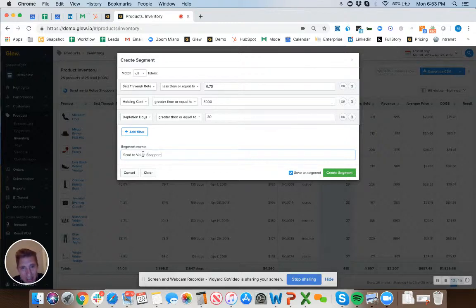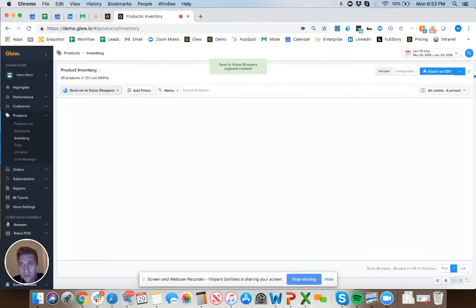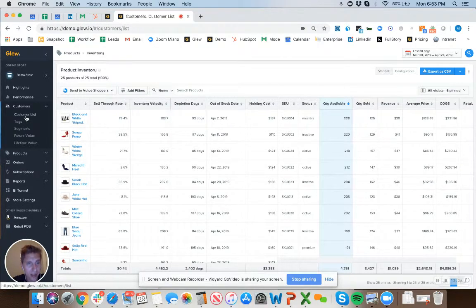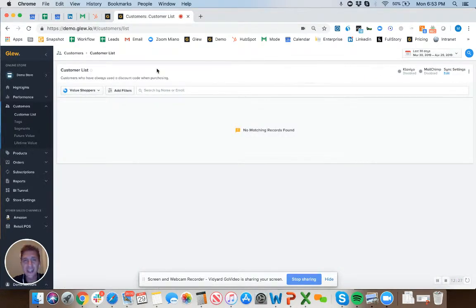I can actually save this segment of products, save it in the system. I'll add metric to a new report. And then I'm going to come over here to the customer area and attach that particular segment of products to my value shoppers. I don't have any in this particular account, but these are people who only buy when there's a discount, and match up the right product with the right customer, the overstocked product I need to get rid of anyway, with the people who only buy when there's a discount.